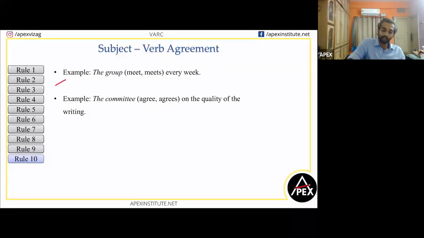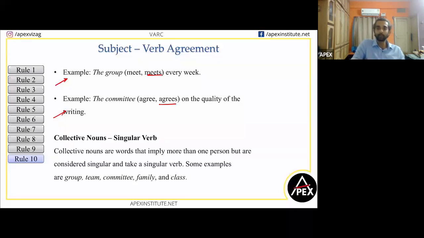What about these two? Can you give me the answers to this and this? The group, very good. It'll be meets every week. What about this one? The committee agrees on the quality of writing. Now remember, someone in this class told us about collective nouns. These are your collective nouns: the group, the committee, and all. And we are taking them as a singular subject.